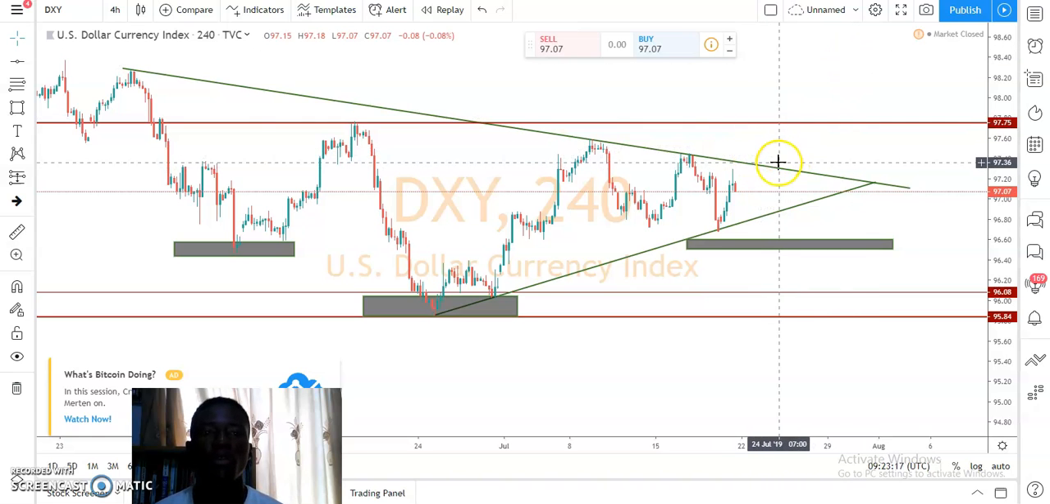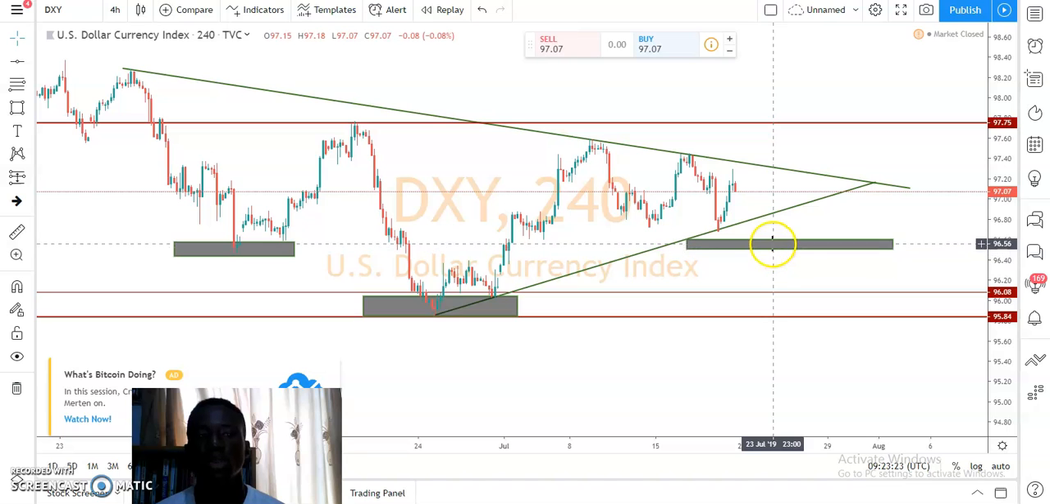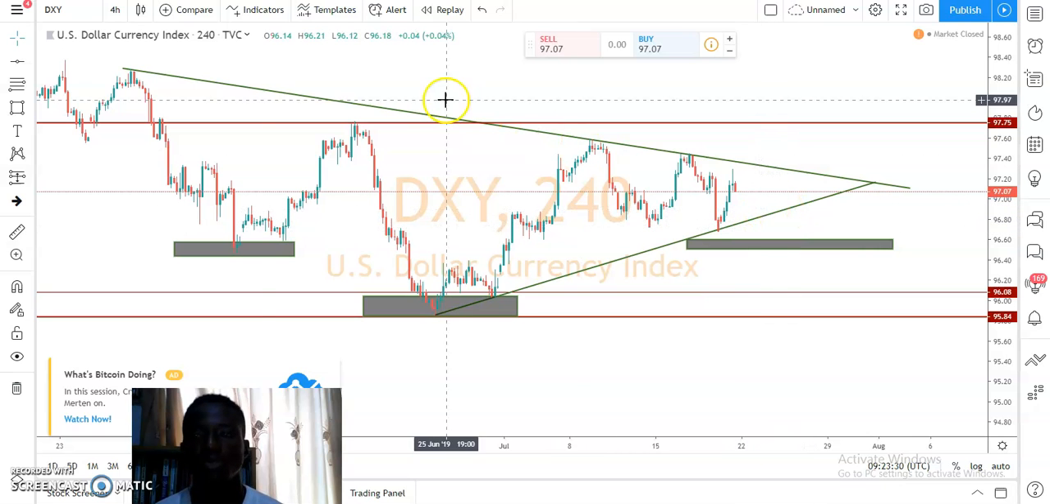But also be careful for the break. If we break out here, it's just to take people's stop losses and catch buyers, and if it breaks down, it's to take stop losses and catch sellers in the market. So be careful, watch carefully, let the market give you a clear direction to jump into.